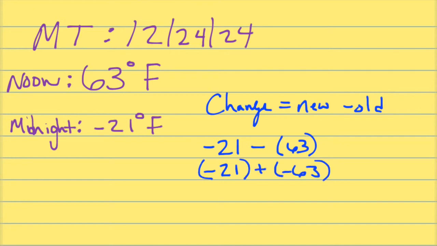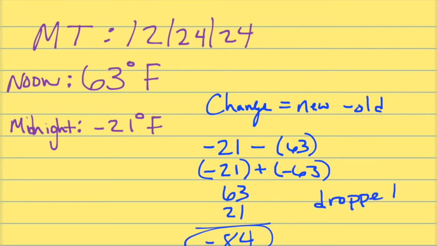So we're taking negative 21, and we're adding the opposite, negative 63. Since they have the same sign, we can add them together, and we can keep their sign for negative 84. What does it mean that there was a change of negative 84? Right, the temperature dropped 84 degrees. That's quite a change. So we could say it dropped 84 degrees, or it was a negative 84 degree Fahrenheit change.